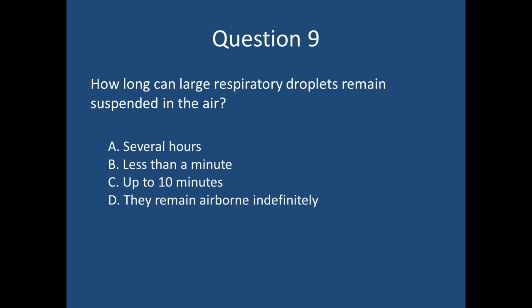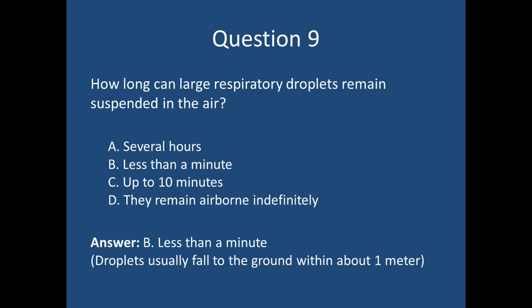Question number 9. How long can large respiratory droplets remain suspended in the air? A. Several hours. B. Less than a minute. C. Up to 10 minutes. And D. They remain airborne indefinitely. And the answer is B, less than a minute. Droplets usually fall to the ground within about 1 meter.